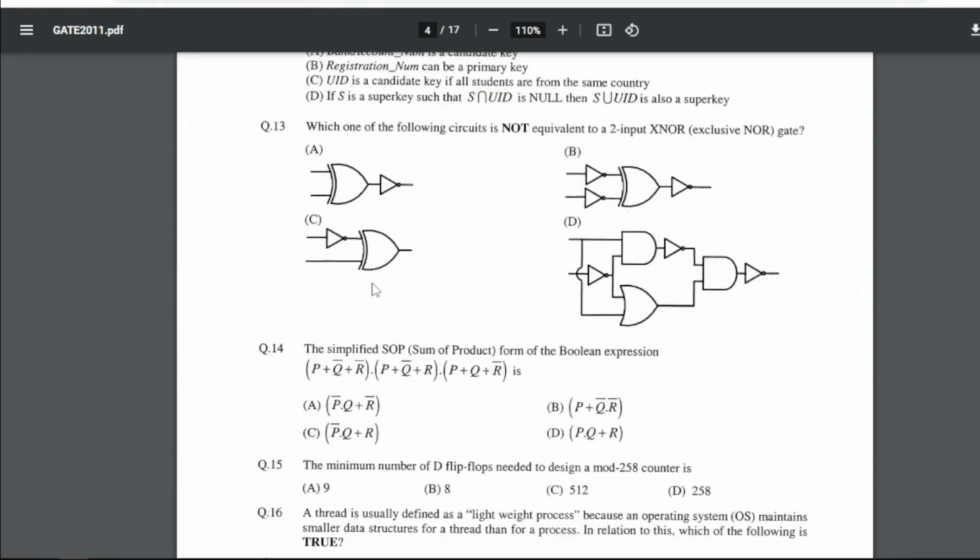Question number 13 is, which one of the following circuits is not equivalent to a 2-input XNOR (exclusive NOR) gate? Right, so for 13 our answer will be D, that is, this is not equivalent to a 2-input XNOR gate.